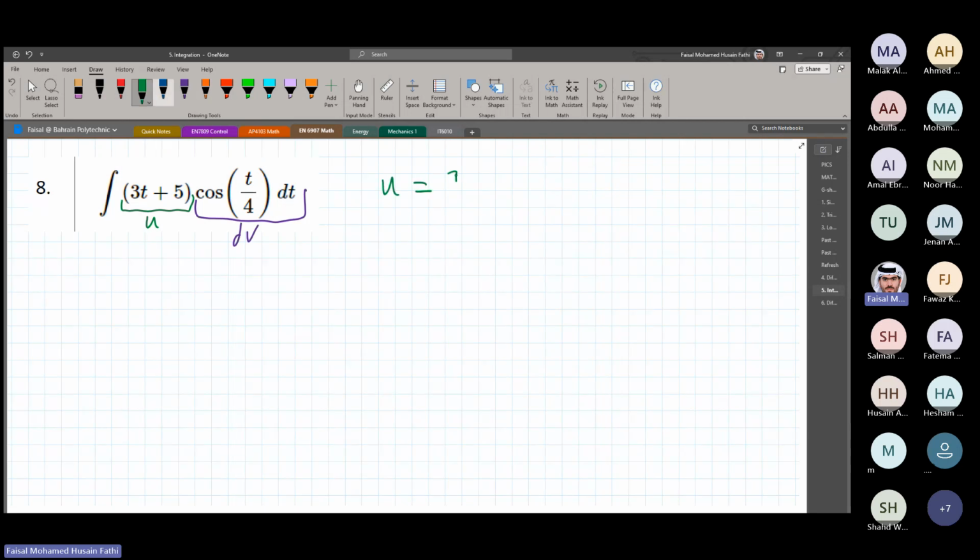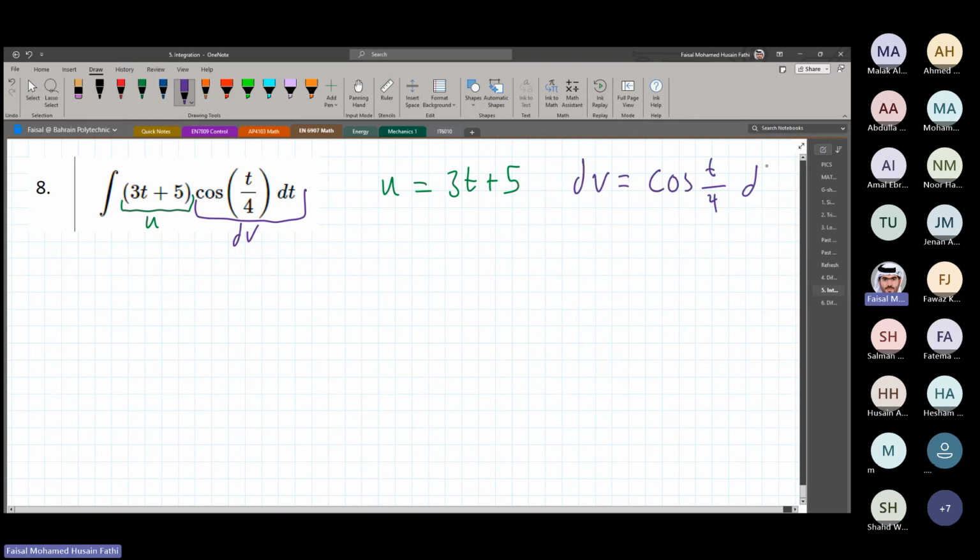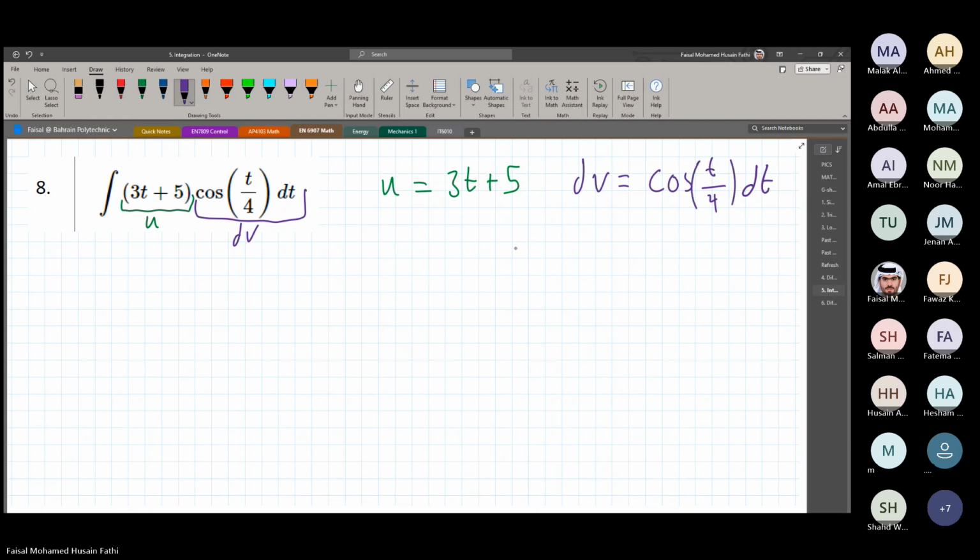u is equal to 3t plus 5. Then dv is equal to cosine t over 4 dt. For u, we find our du, which is equal to 3 dt. And our v, we just have to integrate it above. So v is equal to the integration of cosine t over 4 dt. It's going to give us sine t over 4.